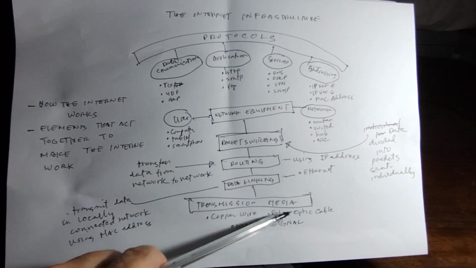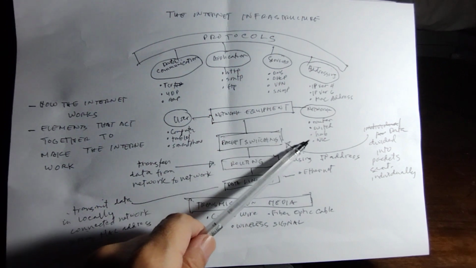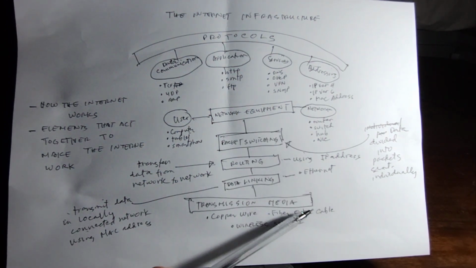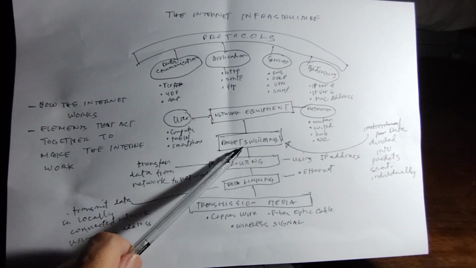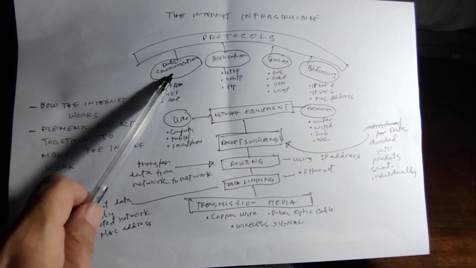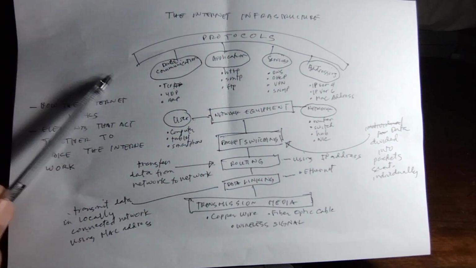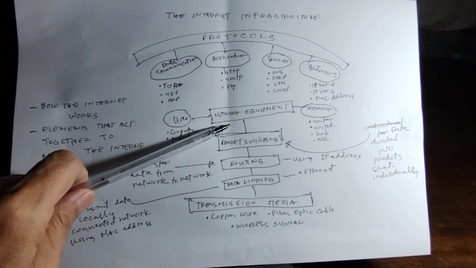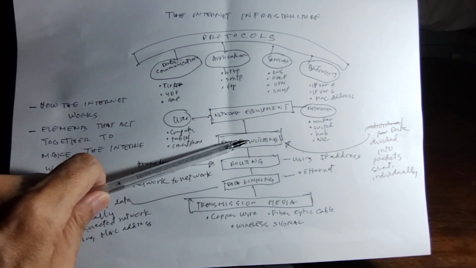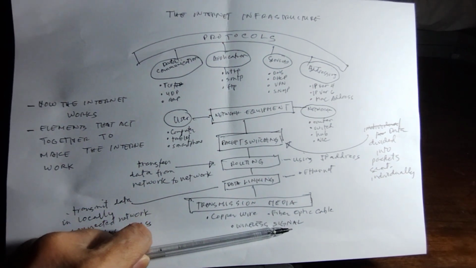So I hope that this brief presentation has given you a little insight into the workings of the internet. These are the elements that act together to make the internet work. It's composed of protocols, the network equipment, the method for transmission of data, and the transmission medium.